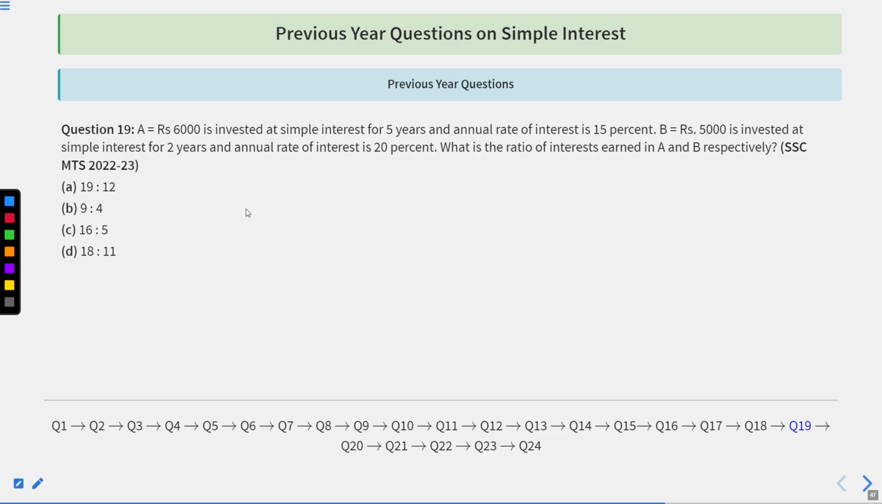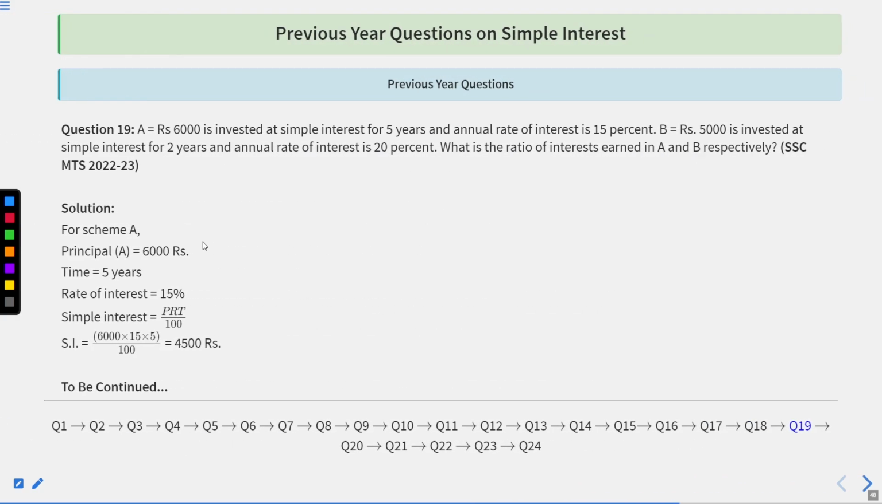Question number 19. A is 6,000 rupees, invested at simple interest for 5 years at an annual rate of interest of 15%, and B is 5,000 rupees, invested at simple interest for 2 years at an annual rate of interest of 20%. What is the ratio of interest earned by A and B respectively?